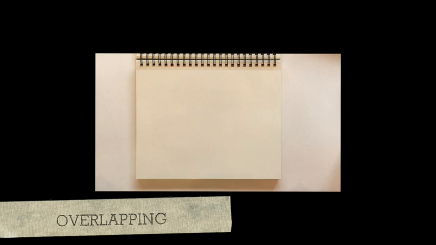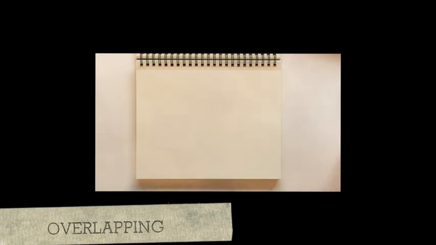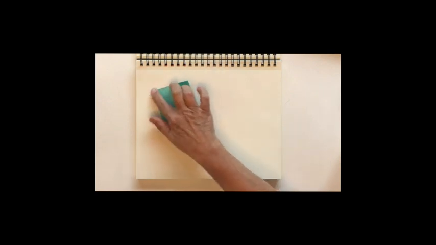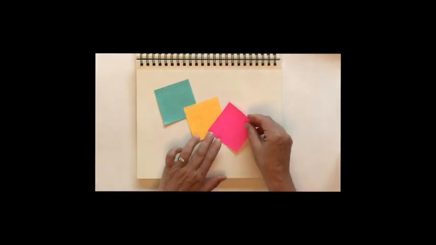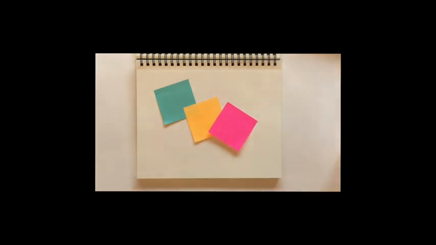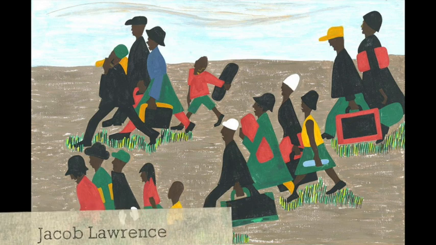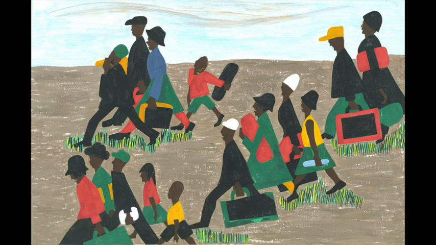Let's look at some types of perspective. First, we have overlapping. Okay, as you can see, the pink is at the front, the turquoise is at the back. In this painting, Jacob Lawrence has shown depth by overlapping his figures.